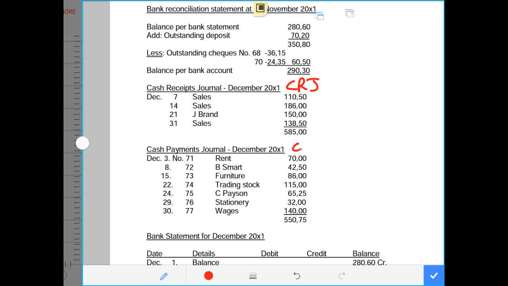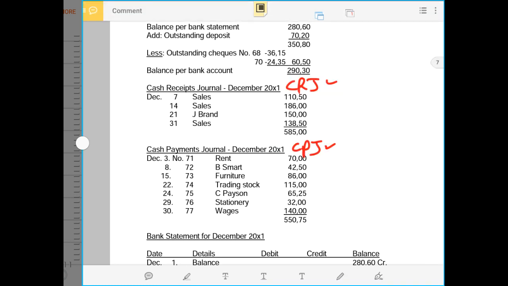Then in the cash payment journal, which is normally abbreviated as CPJ, we record all the cash that goes out of the business, meaning whenever we make a payment, either in the form of rent, or salaries and wages, or paying our suppliers. All the outflow of cash, either we purchase furniture or we buy stationery, all such amounts that go out of the business in cash will be recorded under the cash payment journal.